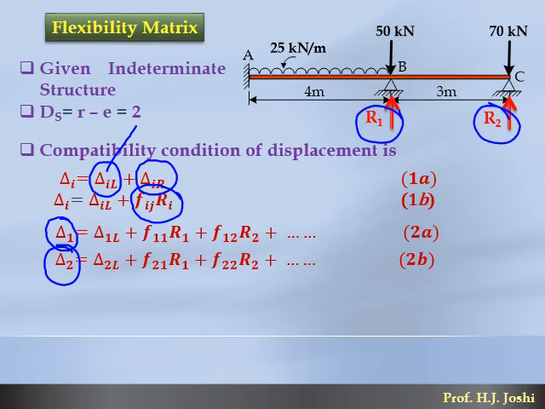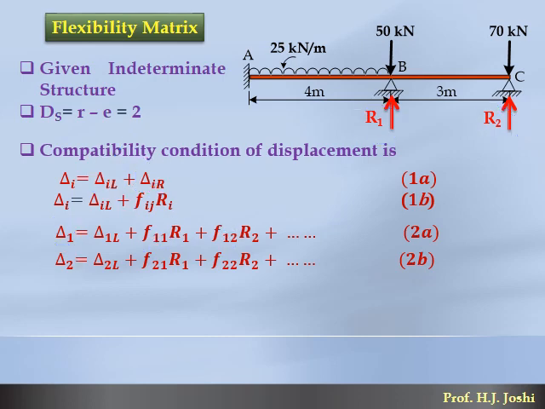Understand the meaning of F11, F12 and so on. F11 indicates displacement at 1 due to unit load at 1. Similarly, F12 means displacement at 1 due to unit load at 2. So this is the idea of the flexibility coefficients. This is the expansion for a 2 by 2 matrix. If I have 3 redundants, then I can expand the equation 2a like this: plus F13 into R3. Like that, I can expand the equation for an n by n matrix, that is F1n into Rn.